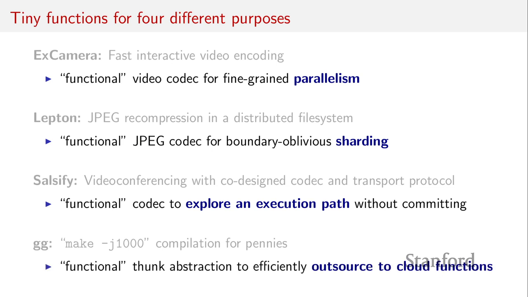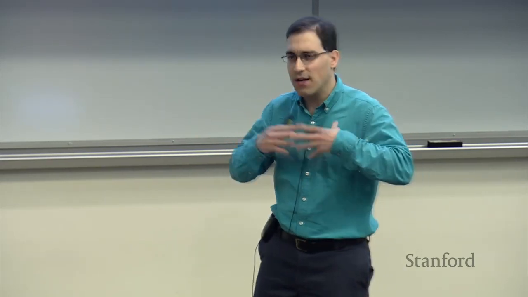And in the case of gg, the massive compilation, we have this abstraction we call a cloud thunk that allows us to outsource any task to the cloud, to these cloud functions, for pennies. So you can take a normal Unix pipeline, like a makefile, and infer one of these functional Lambda expressions from it, and then run that with massive parallelism across thousands of workers, or locally, and get the same answer. So there are 4 different benefits from this quasi-functional, functional-ish style.